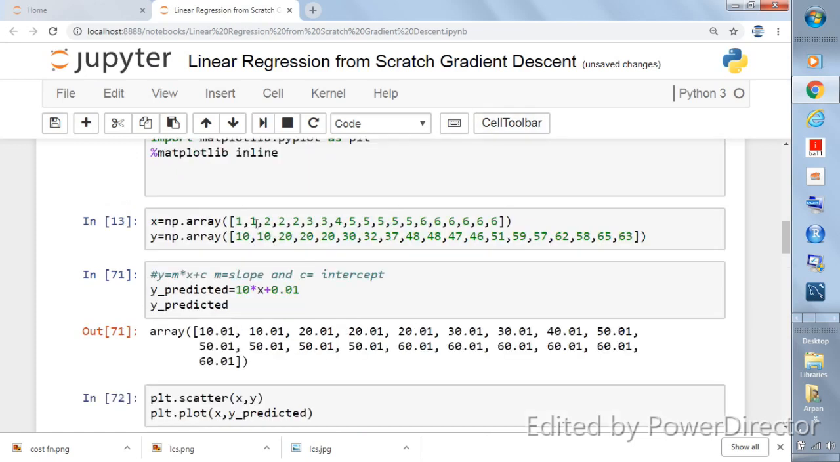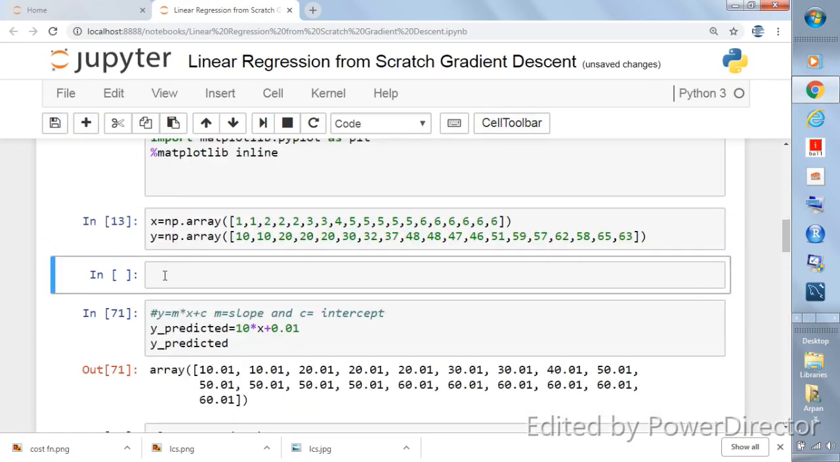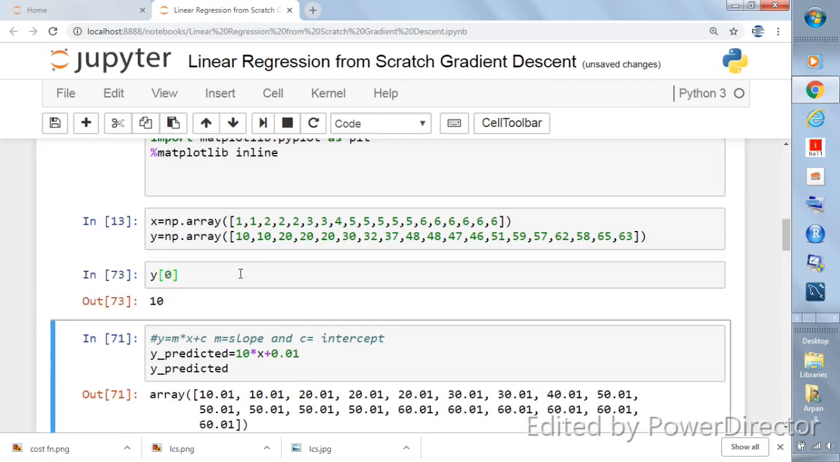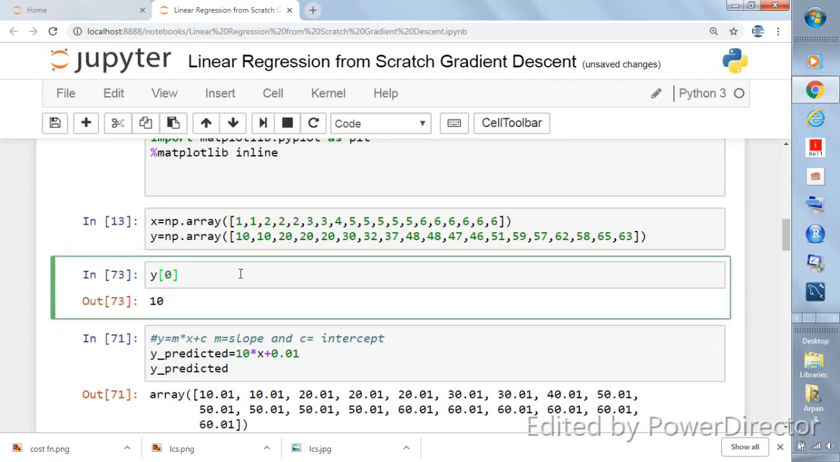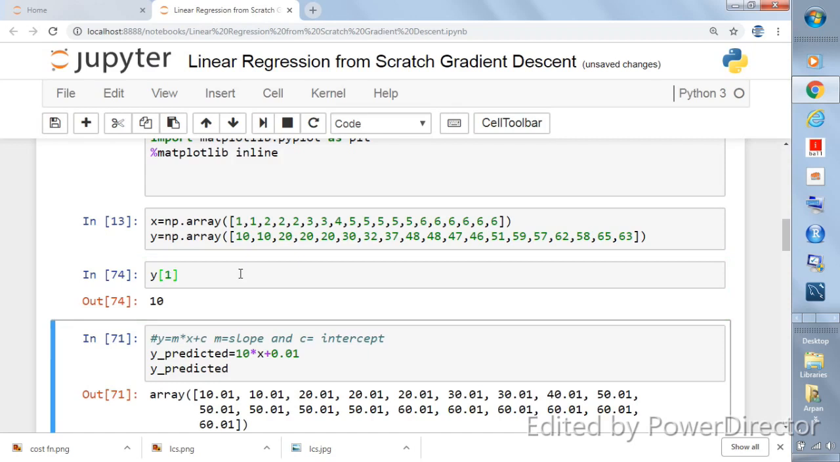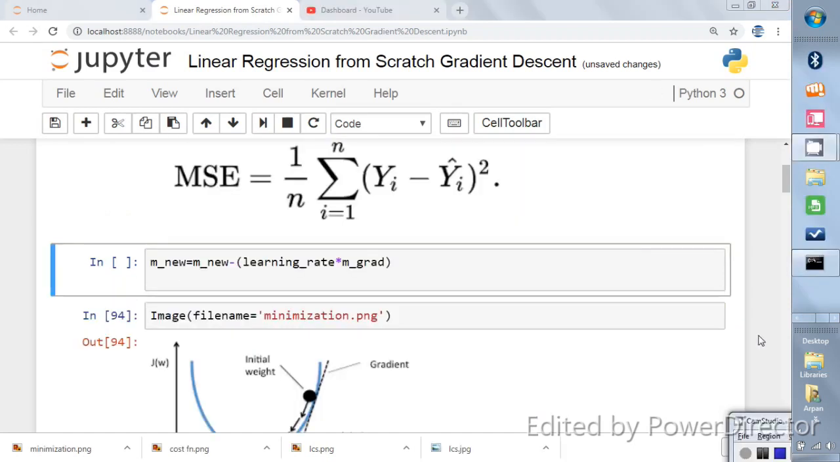Now let's see what is x. X is a vector right now. And y is also a vector. If you see the 0th value, this is 10. That means this is the first element of y. If you see the second, this is 10. If you see the third.